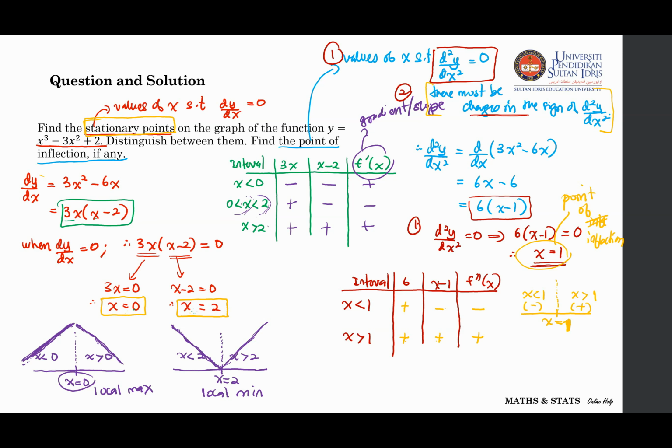Okay, so what does it mean when you get a negative result over here? That means the graph is concave downward. And when you get a positive result, it means the graph is concave upward. Okay, I think that's all for now.